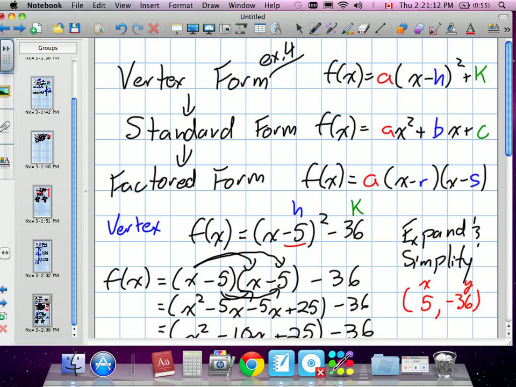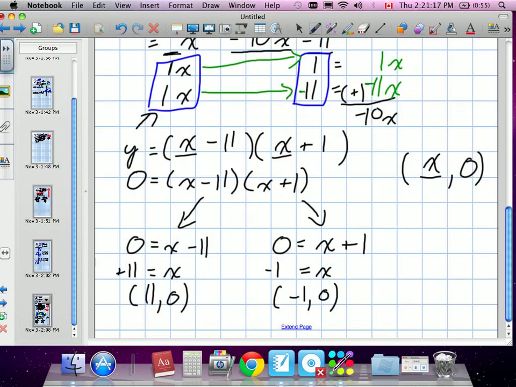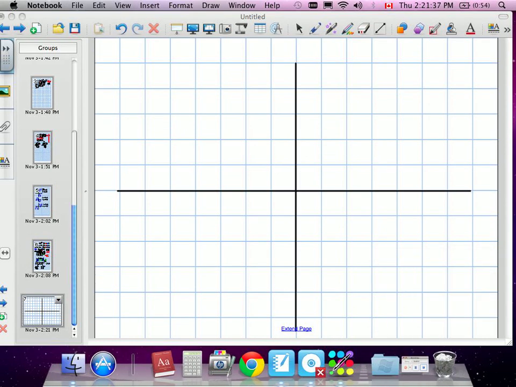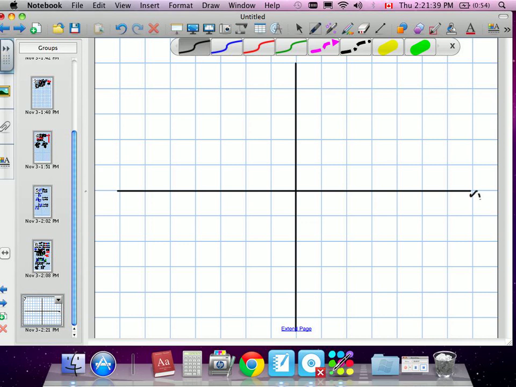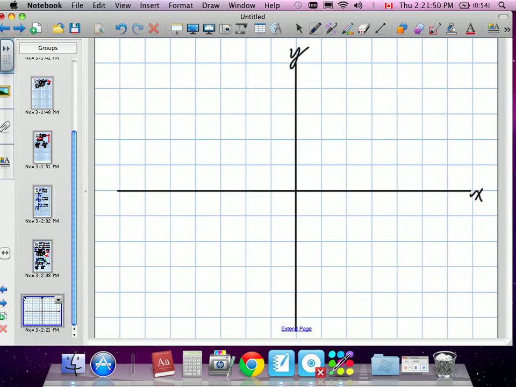So we're going to put this on the graph now. We had our x value and our y value. We'll go back to the other page. Our vertex was at 5 and negative 36. Okay, so let's say this is roughly 5. I'm not putting this perfectly to scale. And this is negative 36. So our vertex is here, 5 and negative 36.